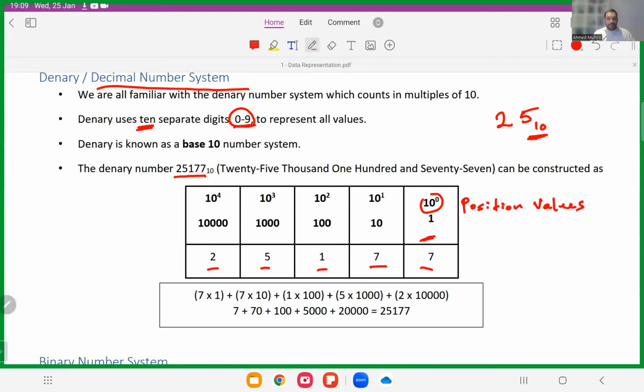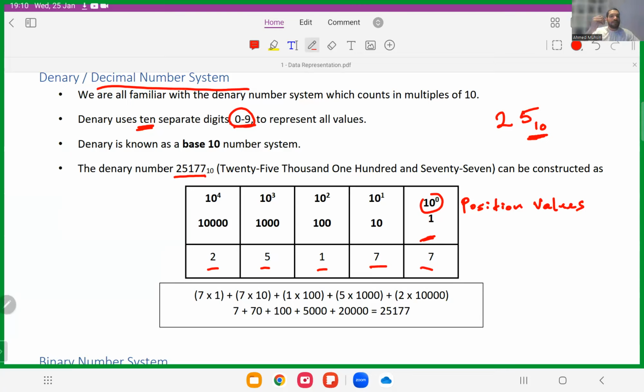We start from over here, and we give it position values. When we give position values, we start with 10 to the power of 0. Why did we take 10? I'm repeating myself again and again. The reason we took 10 is because we are using the decimal number system, and in the decimal number system, there are 10 digits. That's why we took 10 to the power of 0.